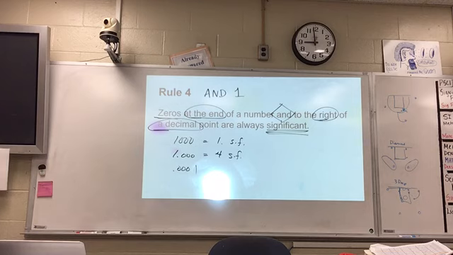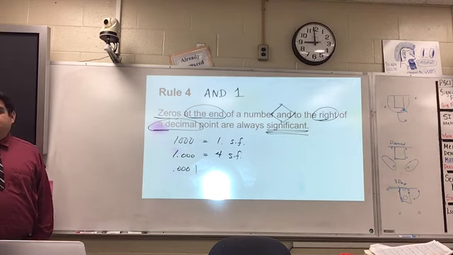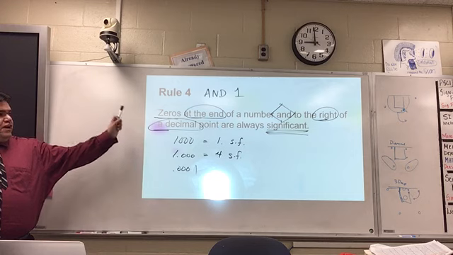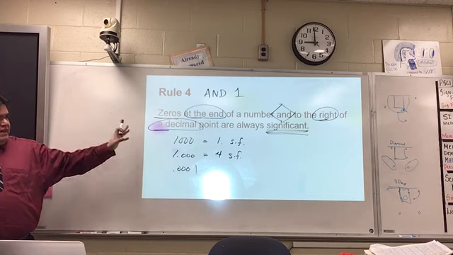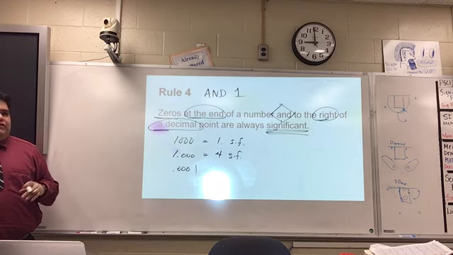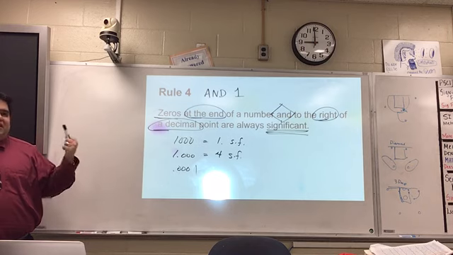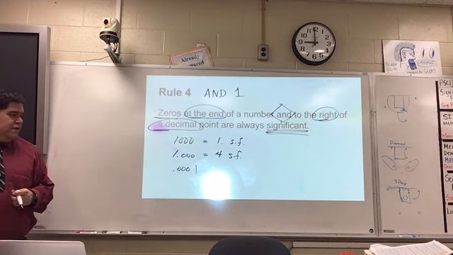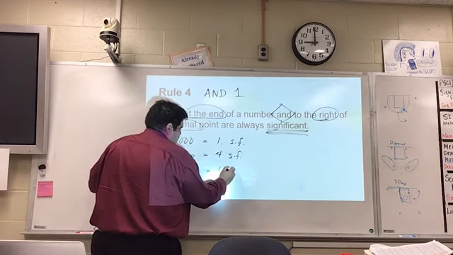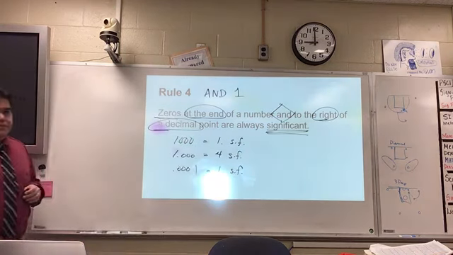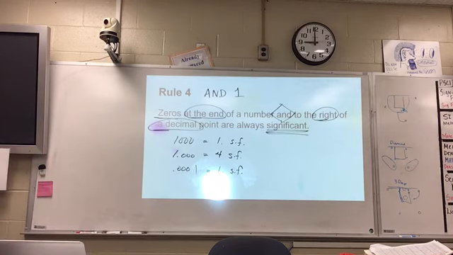Those zeros are to the right of a decimal, but they don't count. India, why don't they count? They're not at the end of the number. They're at the front of the number. You follow that? You have to satisfy both things up here. It's got to be at the end and to the right. If it's just to the right, it doesn't count. If it's just at the end, it doesn't count. So this number right here has only one significant figure.